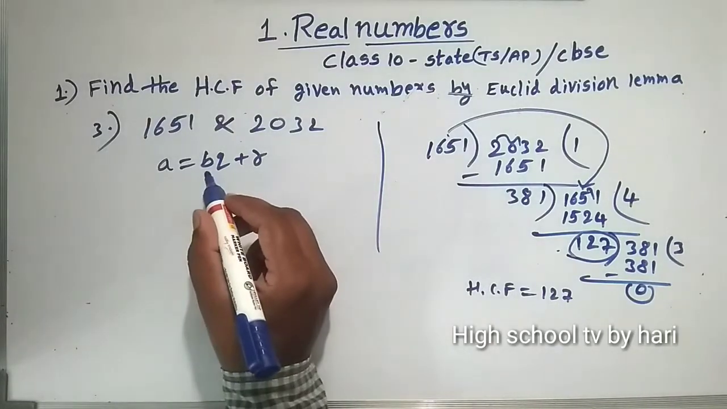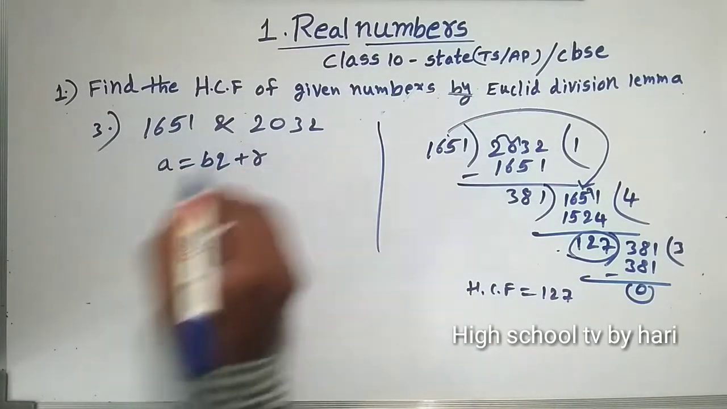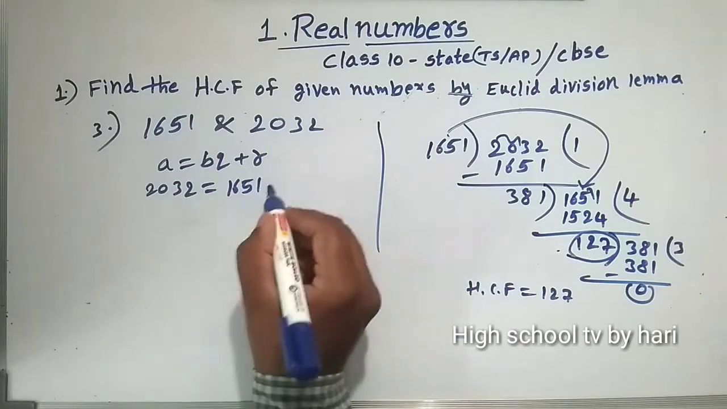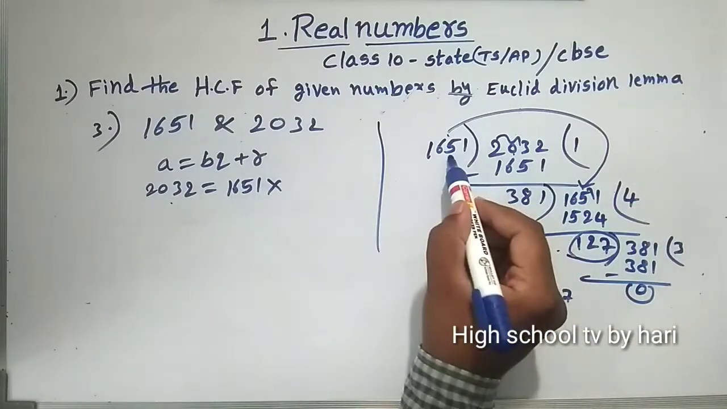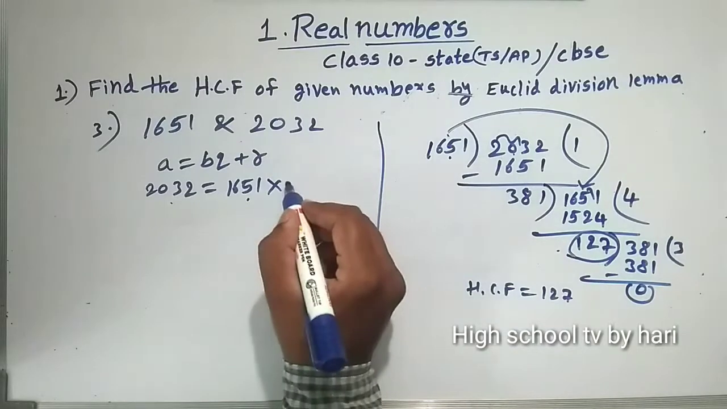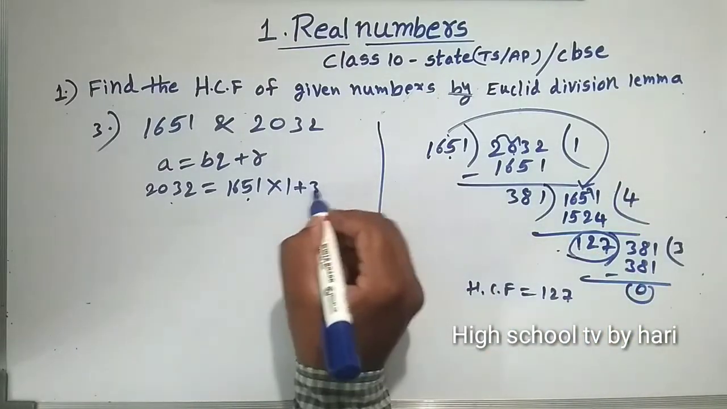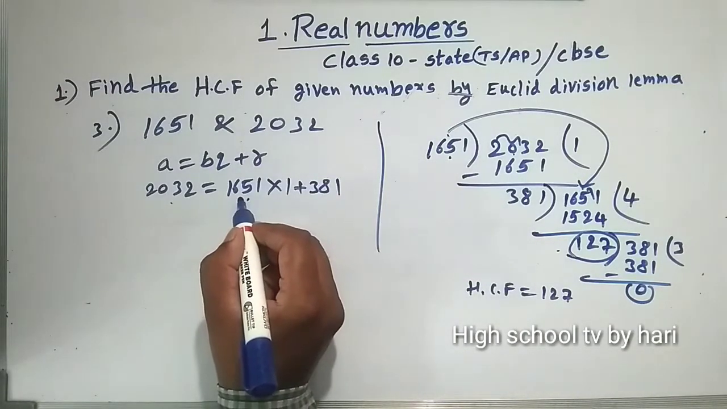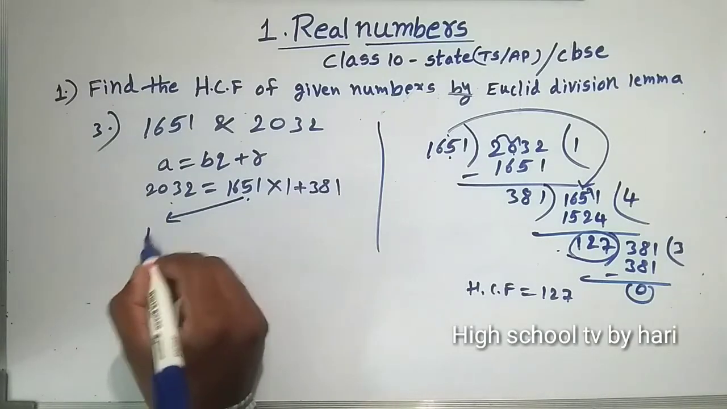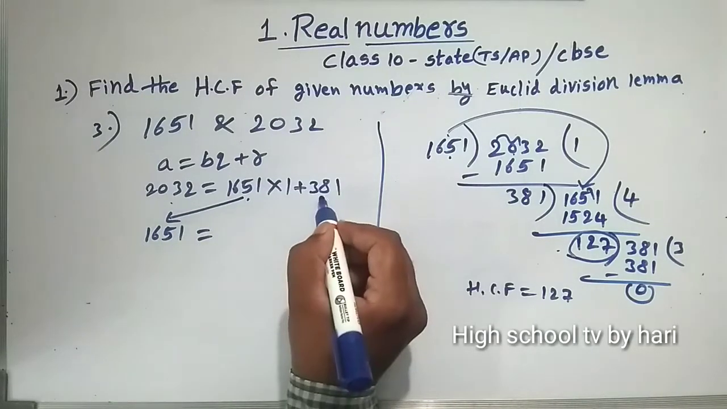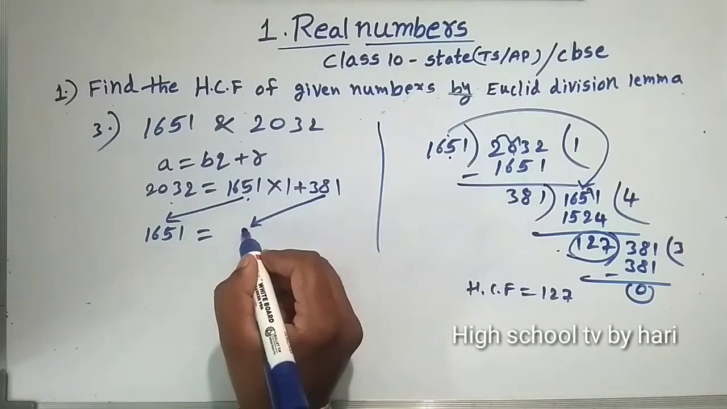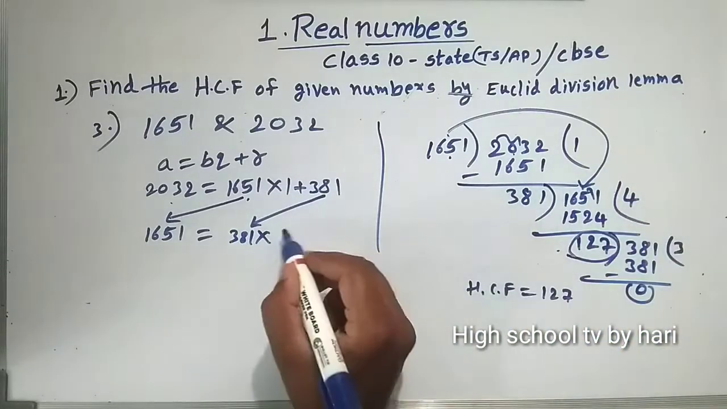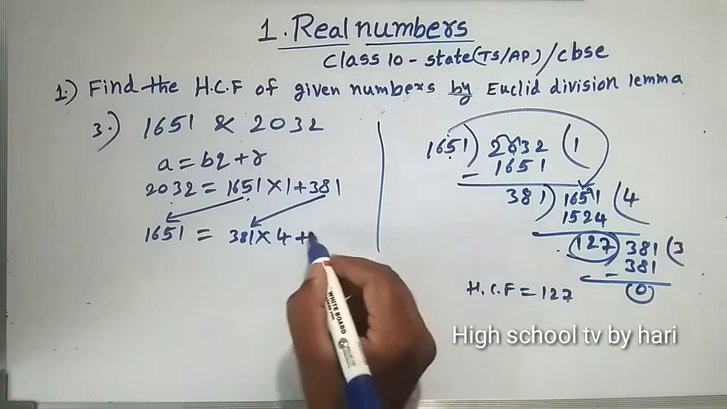By using this Euclid division lemma, A equals BQ plus R, how can we find this? The bigger number A is 2032 equals B, the smaller number 1651, into 1, plus remainder we got 381. And in the next step, this divisor becomes the dividend. 1651 equals this remainder becomes the divisor now, 381 into 4 plus remainder we got 127.